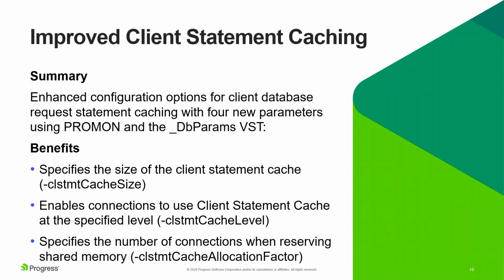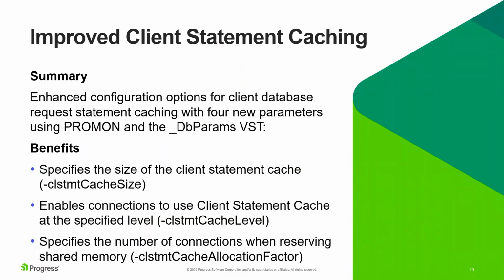The next feature relates to improvements in the configuration of the client database request statement caching. OpenEdge supports database request statement caching, and when it's enabled, it allows DBAs to monitor both ABL and SQL activity using PROMON or VST queries, or virtual system table queries. In OpenEdge 13, the team improved the configuration of the client statement caching during database startup with several new DB parameters. So for database administrators, they'll be able to specify the size of the client statement cache in shared memory with the client statement cache size parameter.